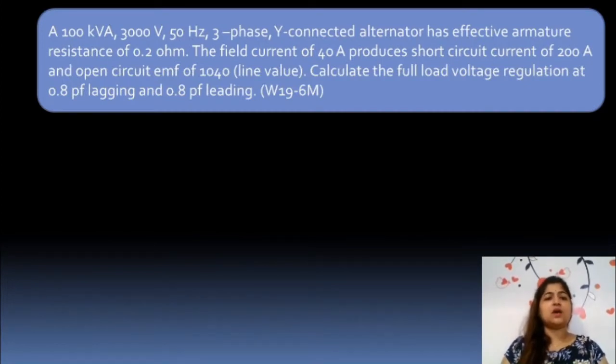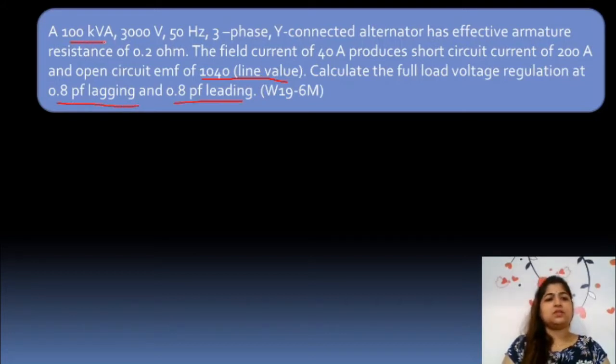100 kVA, 3000 volts, 50 Hertz, 3-phase star-connected alternator has effective armature resistance of 0.2 ohms. The field current of 40 ampere produces short circuit current of 200 ampere and open circuit EMF of 1040, that is line value. It is clearly given. Okay, 1040 volt it should be. It is a line value. Calculate the full load voltage regulation at 0.8 power factor lagging and 0.8 power factor leading.